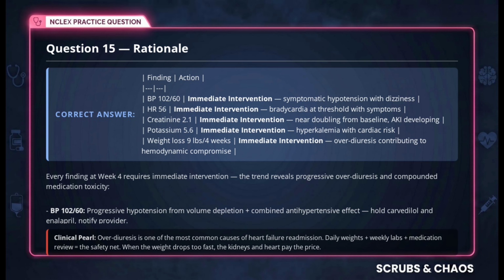And the 9-pound weight loss in 4 weeks. That is the root cause. The furosemide pulled too much too fast. The tank is empty. And when the tank is empty, blood pressure drops, kidneys suffer, potassium climbs, and the heart slows down. The medications that were helping are now hurting. This is why you trend. Week 1 looked like improvement. Week 4 is a crisis. The data told the story. You just had to read it.